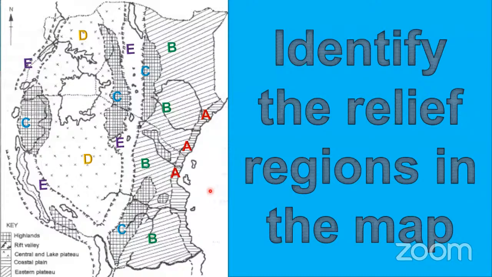It is in between two highlands. It is between the highlands. It is formed along the highland region. Since it is a valley, that is why it is found along the highland regions. Please, if you've unmuted, mute yourself. So basically, that is it about the East African Rift Valley.